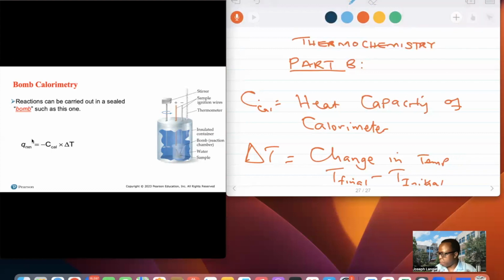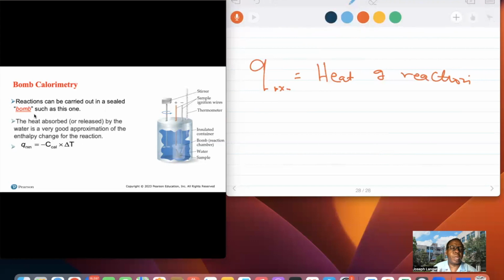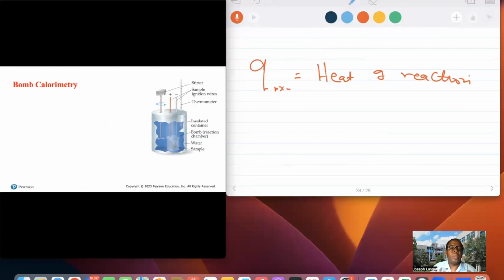This will be the heat of reaction, where Q_rxn, this is the heat of reaction. We can use this equation to determine the heat of reaction in a pump calorimeter, released or absorbed. So in the pump calorimeter, we measure the change in internal energy.